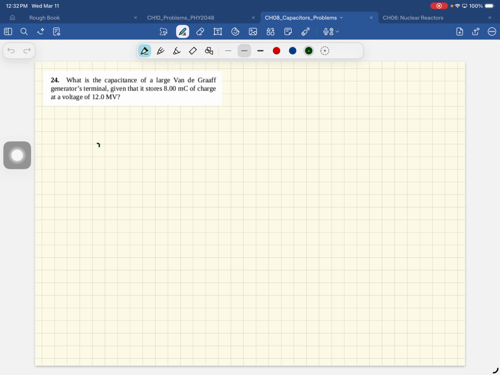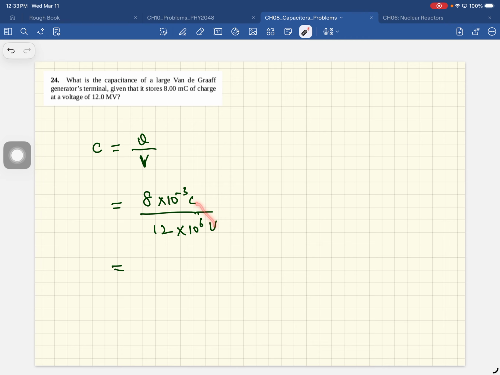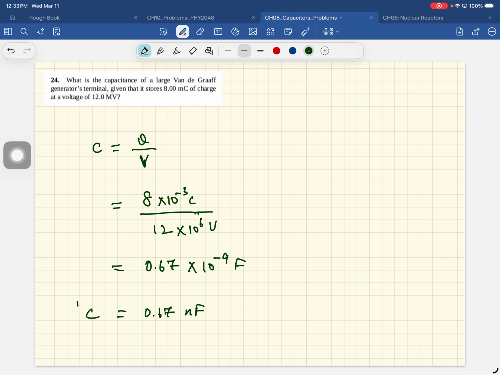Okay, so the capacitance is defined as how much charge you hold per unit volt. And this is 8 millicoulombs and 12 megavolts. And coulombs per volt are farads, and this is 10 to the minus 9, so 0.67 times 10 to the minus 9 farads, 0.67 nanofarads. Okay.